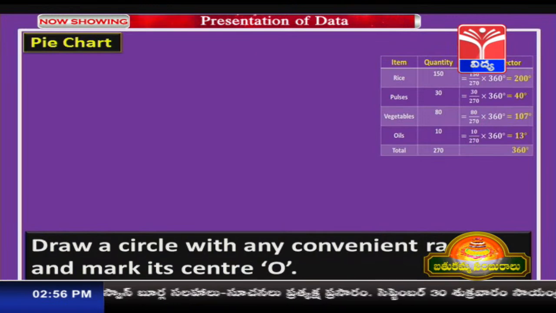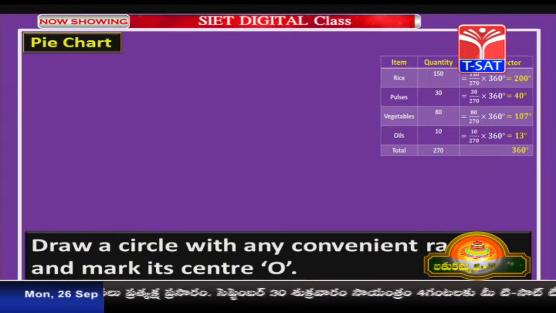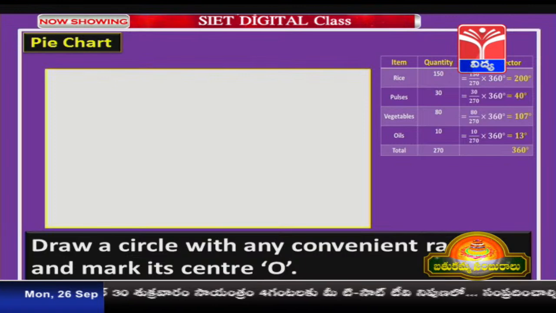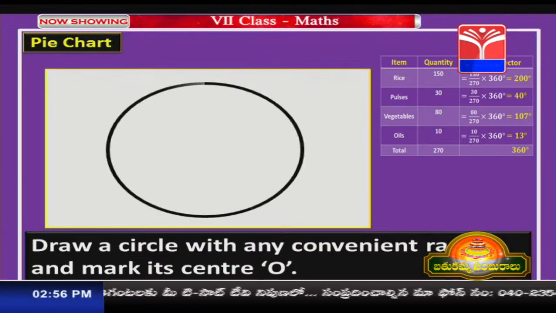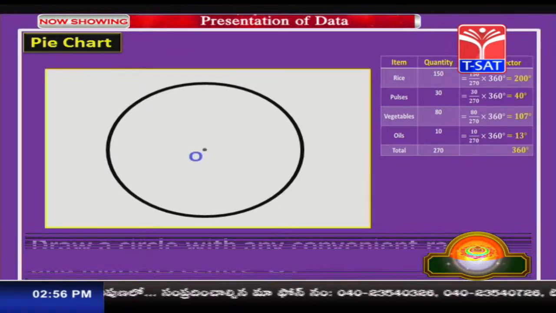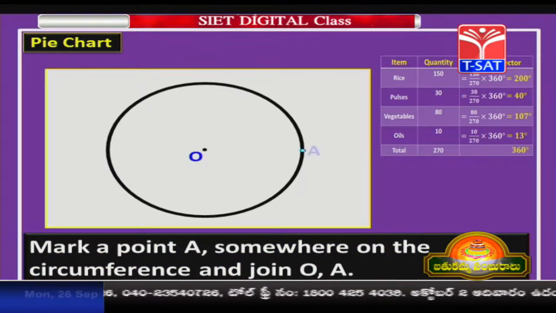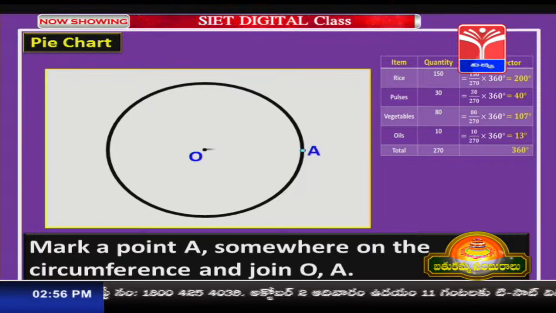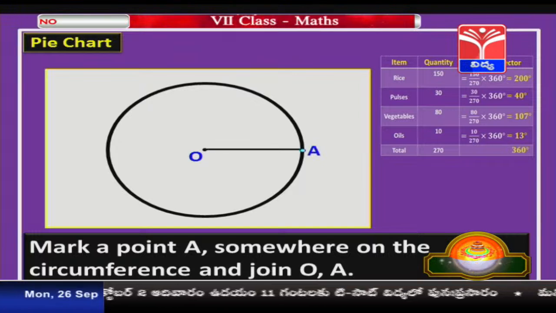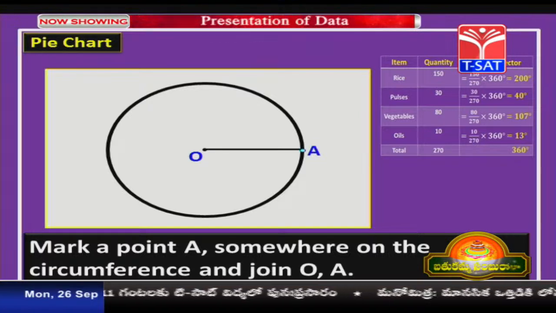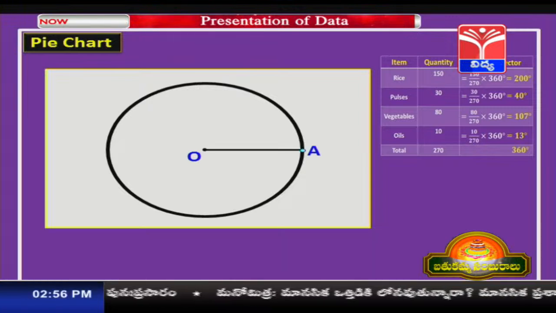For that, the first and important step is to draw a circle. To draw the circle you can take any radius, okay, children, and mark the center as O. In the second step, we will take any point on its circumference. I marked it as A. Now, join OA. What is OA, children? Yes, it is the radius of the circle, isn't it?